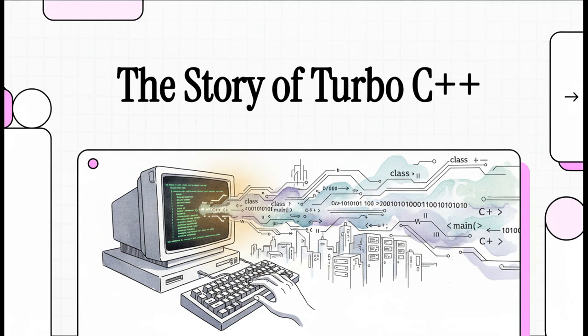All right, let's dive into the story of a truly legendary piece of software. I'm talking about a tool that basically handed the power of C++ to the masses and honestly inspired a whole generation of coders. We are, of course, talking about the story of Turbo C++.